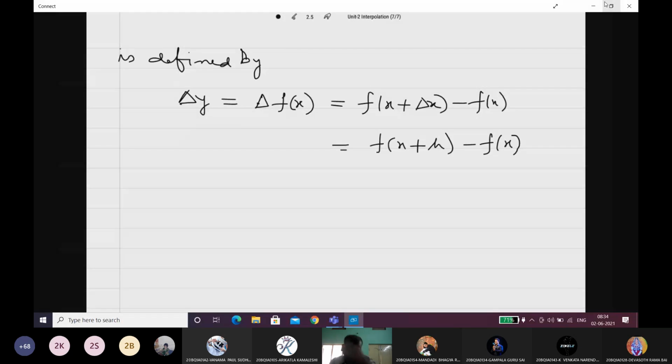Do you observe this one? First principles of derivative: limit as h tends to 0, f of x plus h minus f of x by h, if it exists, is called the derivative. That is nothing but limit as delta x tends to 0, delta y by delta x, if it exists, is called the derivative of y with respect to x.